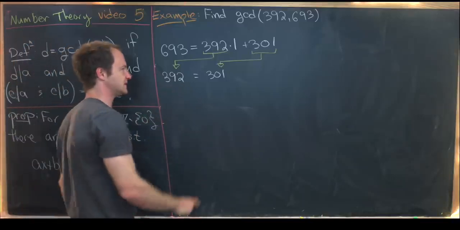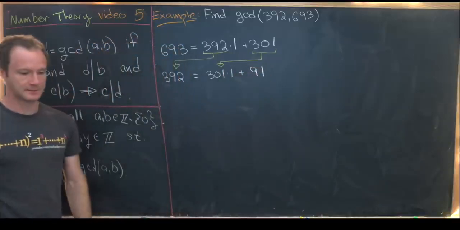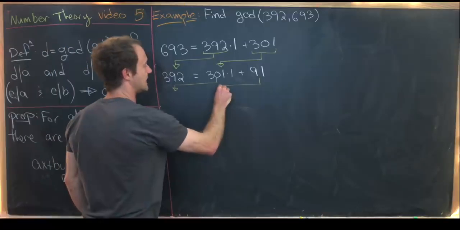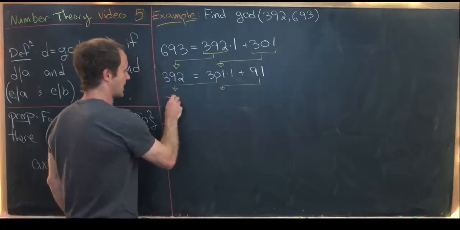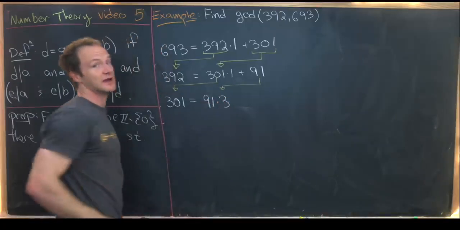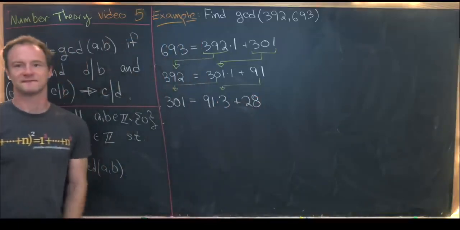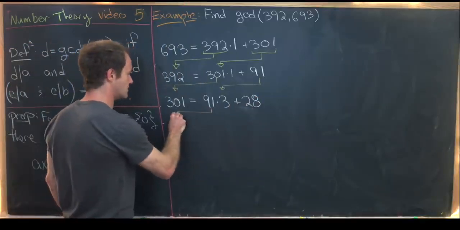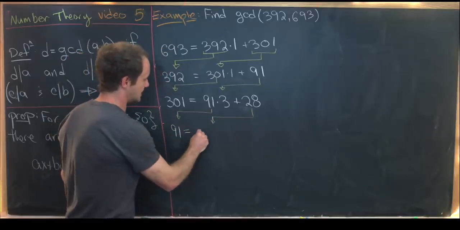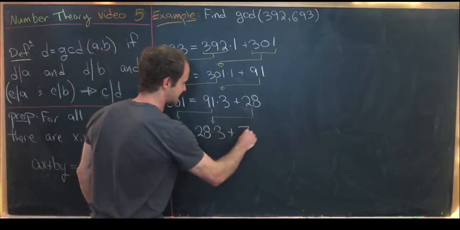Okay, but this is an easy division problem. Our quotient is 1, and then our remainder is 91. And now we continue this process. So 301 moves over here, 91 moves over here, and we need to write 301 as, let's see, 91 times 3, and now our remainder is 28. Okay, so keep going. So 91 moves over here, 28 moves over here, and we've got 91 is equal to 28 times 3 plus 7.